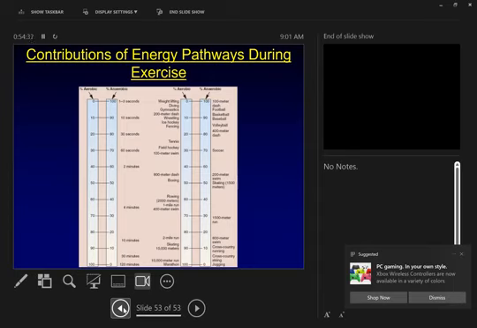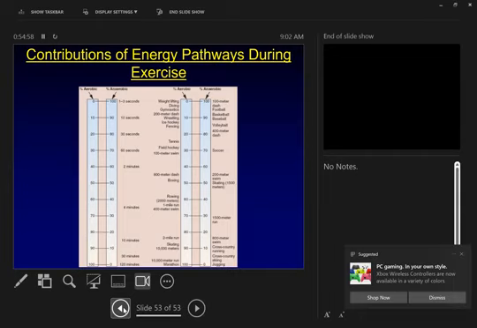What enzyme drives the reaction? Okay. Creatine phosphate goes in. Creatine kinase drives the reaction. What comes out? ATP and creatine. Boom. Good. Okay. Simple.